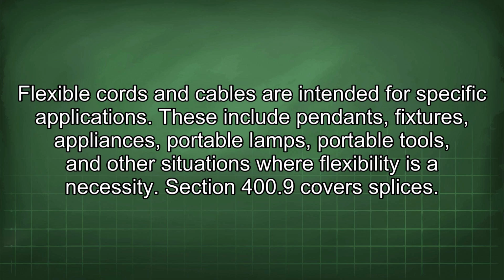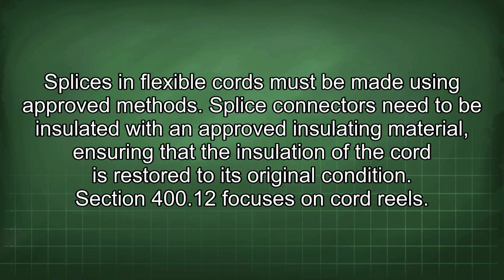Section 400.9 covers splices. Splices in flexible cords must be made using approved methods. Splice connectors need to be insulated with an approved insulating material, ensuring that the insulation of the cord is restored to its original condition. Section 400.12 focuses on cord reels.